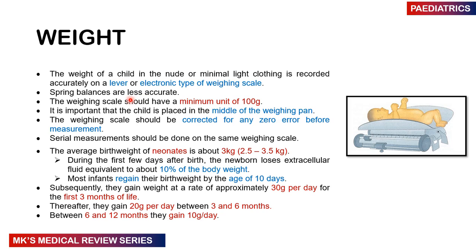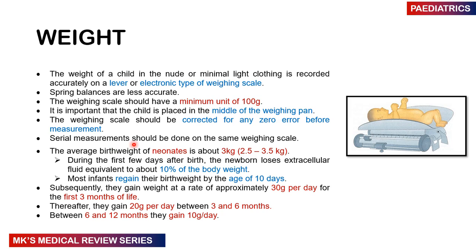Remember that the weight scales must have a minimum unit of 100 grams, and you should place the child in the center of the pan. You should correct any zero errors before you measure, so make sure that it's starting at 0. If it's not starting at 0, you should take this into account and subtract the amount from 0 from your final weight. Take serial measurements and then, of course, do an average.